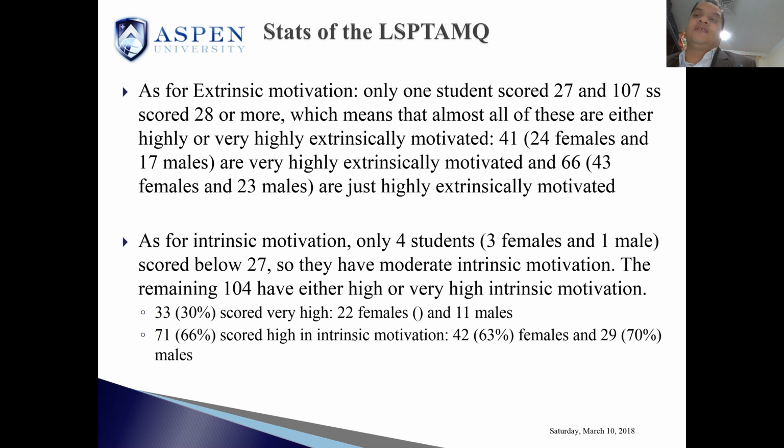The same thing for intrinsic motivation, because only 4 students, three females and 1 male, scored below 27, which means, again, the vast majority, 104 of them, scored either at the very high intrinsic motivation or high intrinsic motivation. So gender, again, does not play a significant role here.